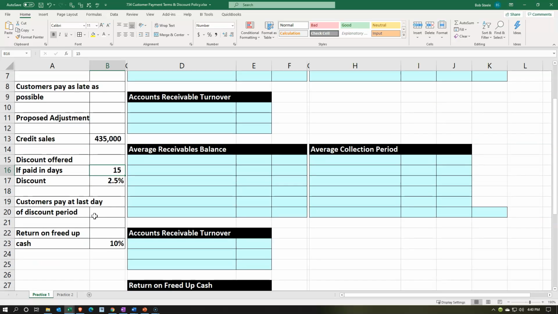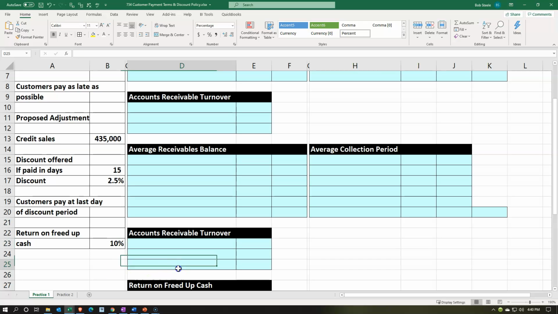And then with that freed up cash, if we were able to free up cash, we're going to assume that we have a 10% return that we can get with that freed up cash. Whatever we're doing with that freed up cash, whether that be putting it into an investment account or paying off debt that we have, we're going to assume that we get a 10% return on it.